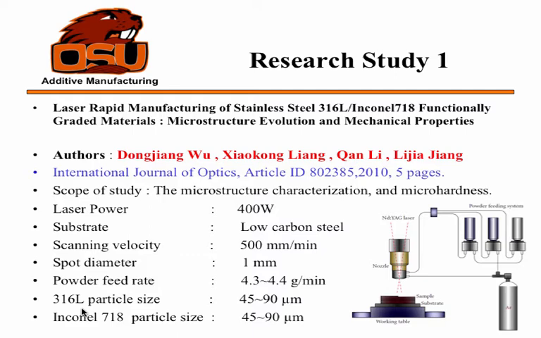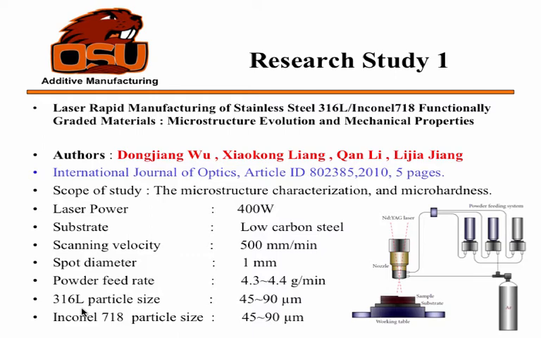For my first research study, I've chosen the paper on laser rapid manufacturing of stainless steel 316L and Inconel 718 using FGM. They varied the composition of the functionally graded materials, and the goal of this research group is to study the microstructure evolution and mechanical properties of the final parts they made through LENS. Those are the authors, and it was published in the International Journal of Optics.